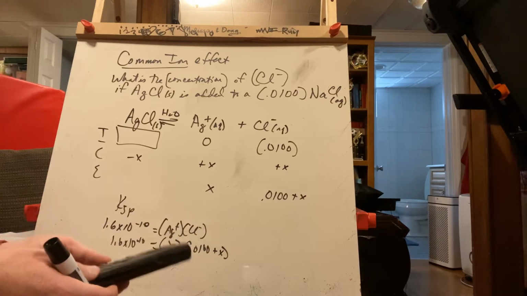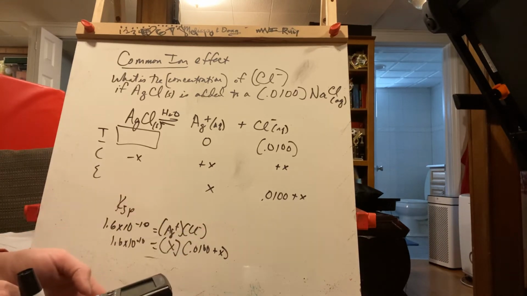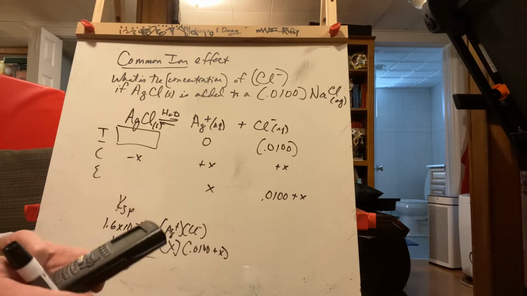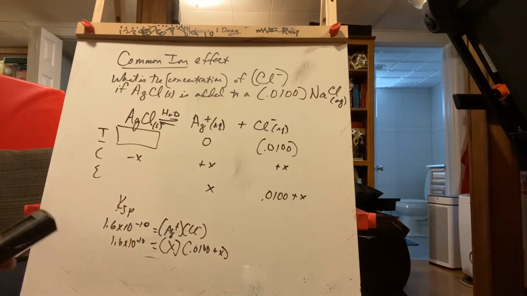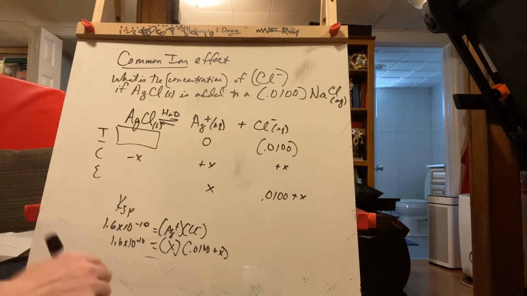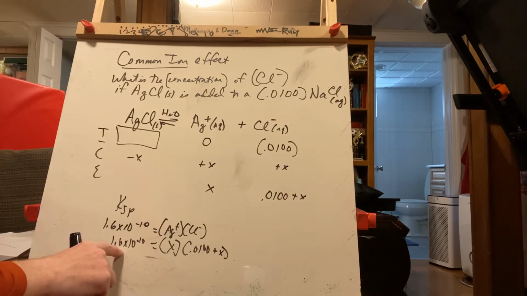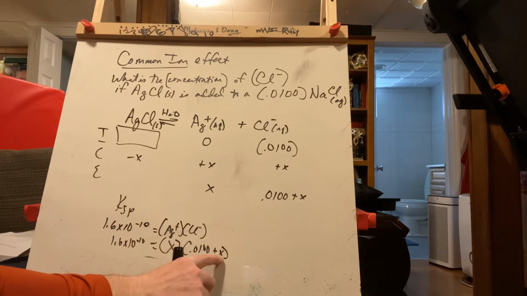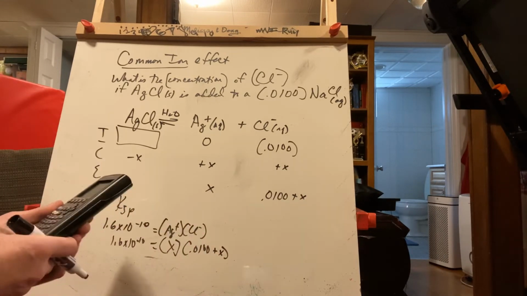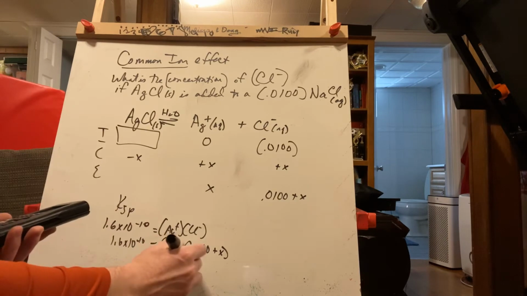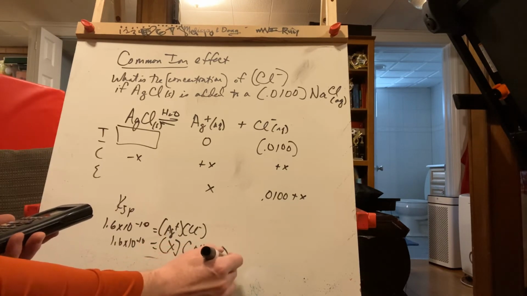It's not going to be anything different. So anyways, F2 solve, and we go x times 0.0100 plus x, close parentheses, equals 1.6 times 10 to the negative 10th, comma x, close parentheses. Now, I'm going to guess it's going to be 1.6 times 10 to the negative 8th, because you're just basically going to divide by 0.0100, not the plus x here. But let's see what we get, and that's exactly what we get. X equals 1.6 times 10 to the negative 8th.